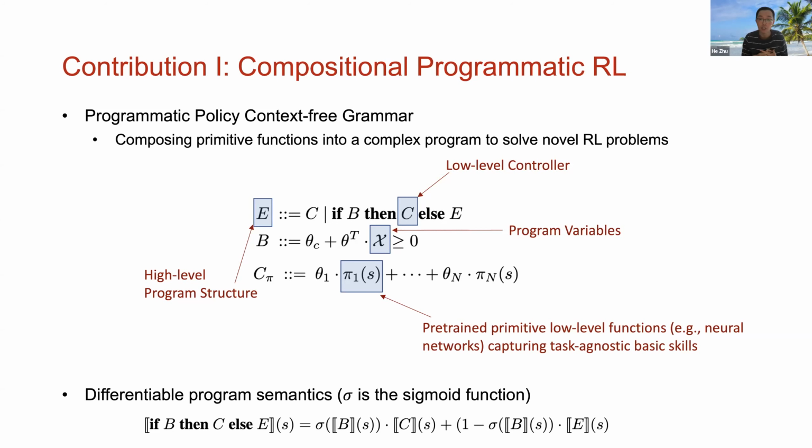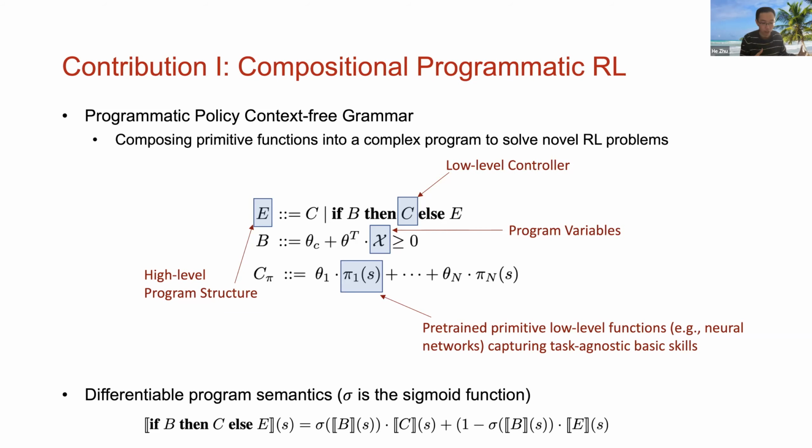One is the cheetah jumping up. The other is the cheetah moving forward. So we can pre-train jump up and move forward as two primitive functions implemented as neural networks. And a low-level controller is a combination of these two controllers. We also allow if-then-else in the program. Intuitively, this can be understood as switching back and forth between the low-level functions.